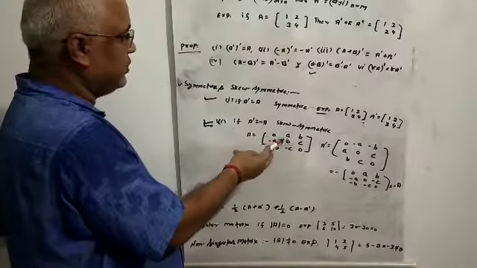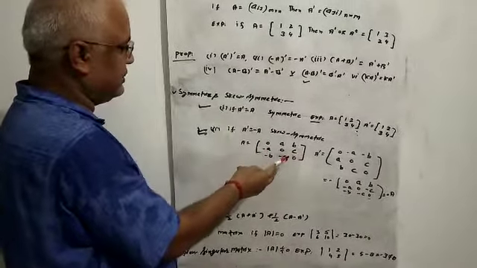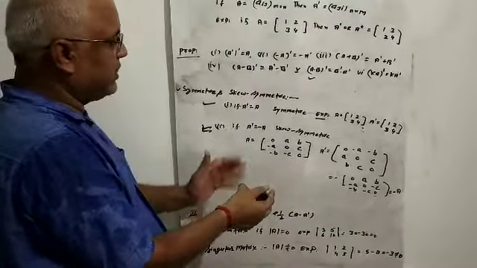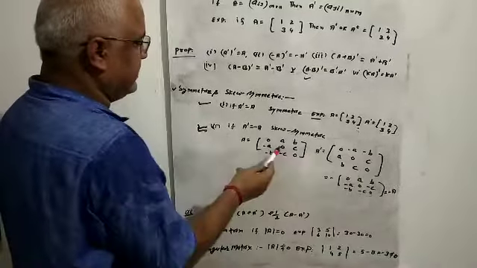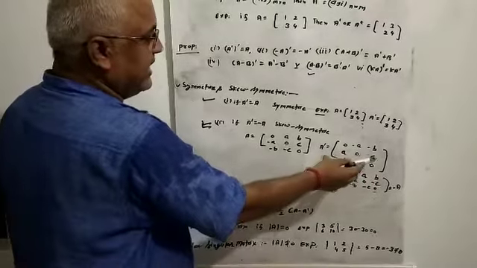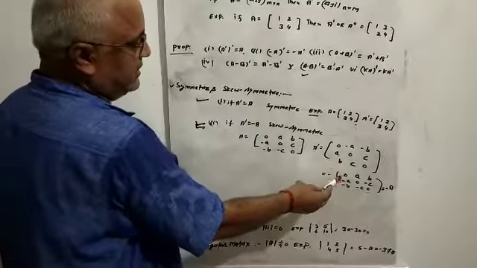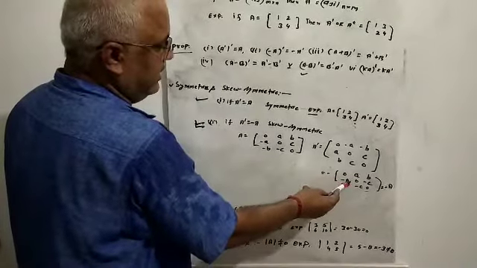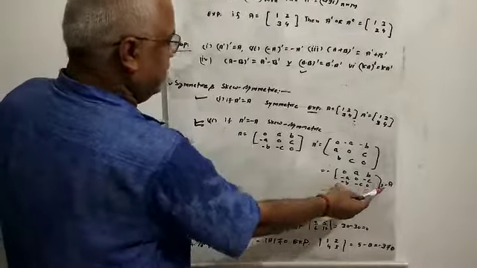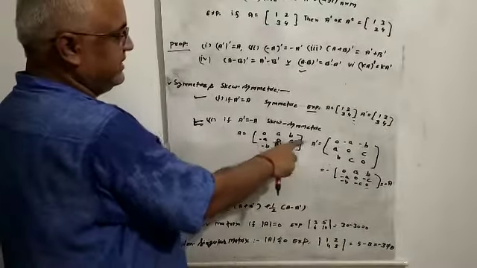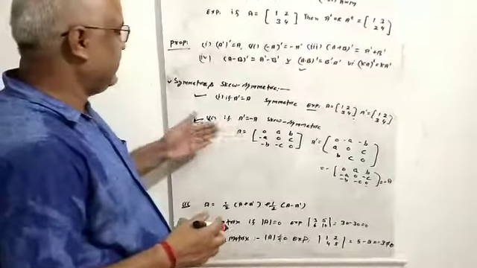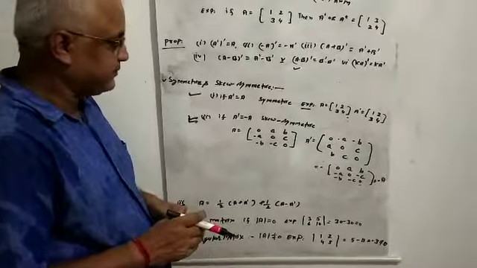If A is 0, a, b, minus a, 0, c, minus b, minus c and 0. What is A dash? Now change row into column: 0, minus a, minus b, a, 0, minus c, b, c, 0. And take negative sign common. So what is this? Minus of 0, a, b, a, 0, c, minus b, minus c, 0. This is equal to minus A. In this case, this is A, this is A dash. A dash is equal to minus A. So this shows that the given matrix is skew symmetric.